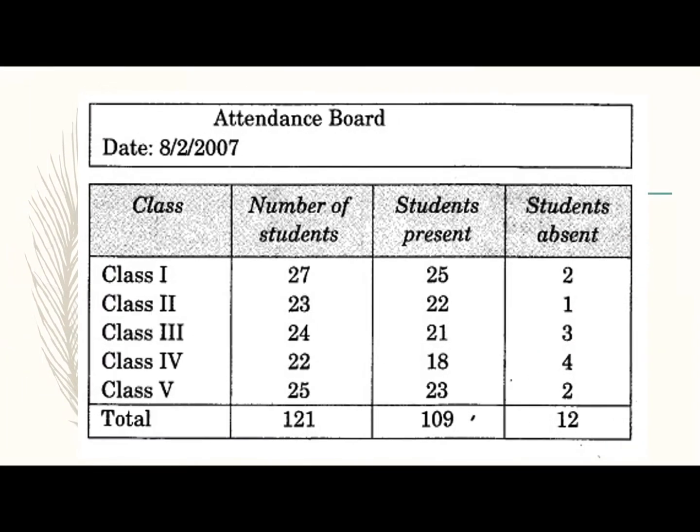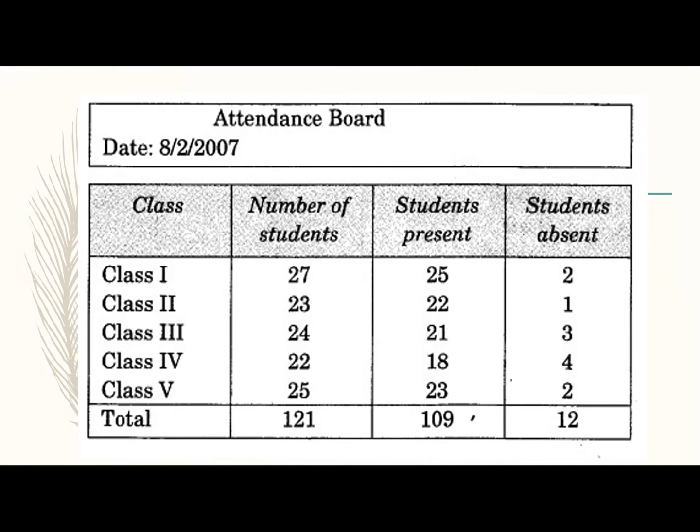Now here it is an attendance board. It is of the date 8/2/2007. Total number of students of class 1 is 27, students present 25, students absent 2. So this is a complete chart of total, present and absent. So from this chart only you can understand how many students are present in a particular class and how many students are absent. So these are all smart charts.